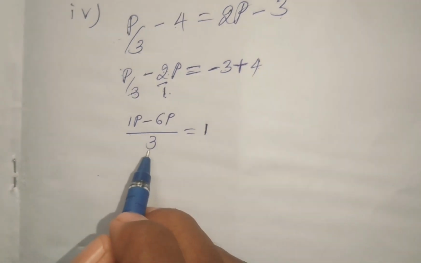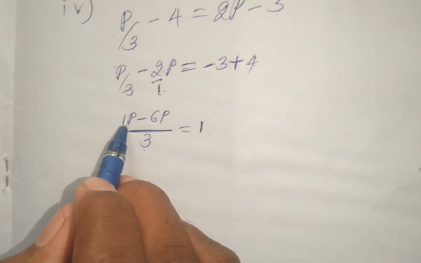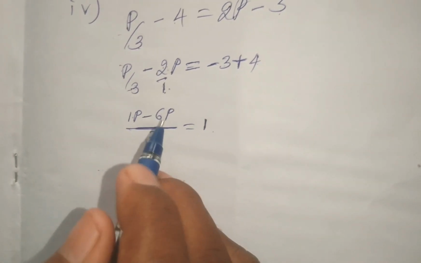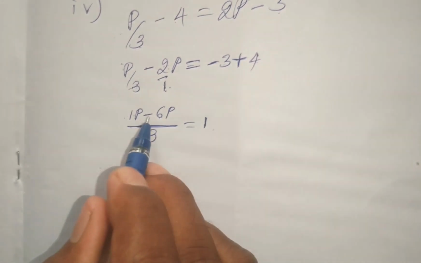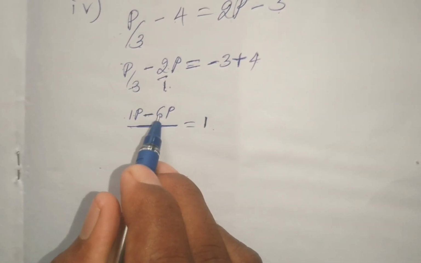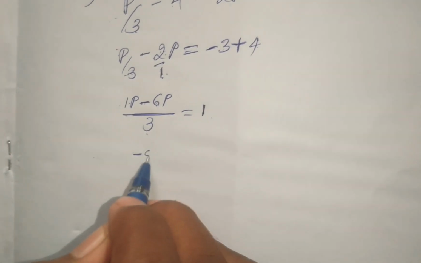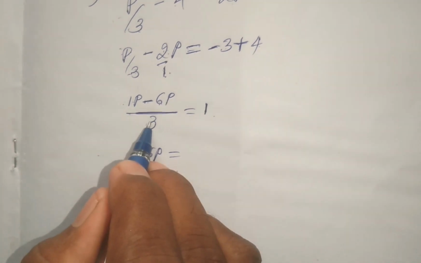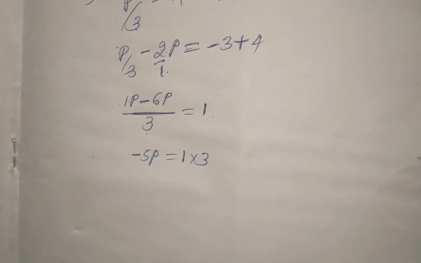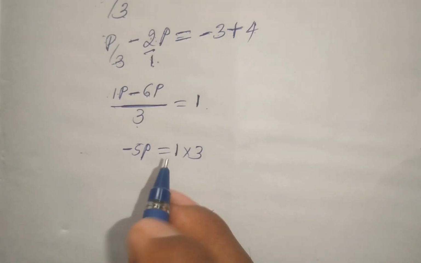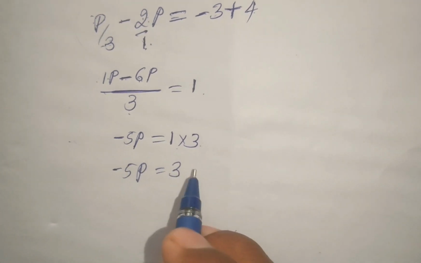Now you can take this 3 to this side because the whole is divided by it, right? First you can solve here, 1 minus 6, what will happen? 1 minus 6 is minus 5, because here minus is there, here plus is there, and the bigger number's sign is minus. So 6 minus 1 is 5, and the bigger number's sign is minus, so minus 5p is equal to, this 3 will be multiplied, 1 into 3. You understood? Yes. Then minus 5p is equal to 1 into 3, 3.